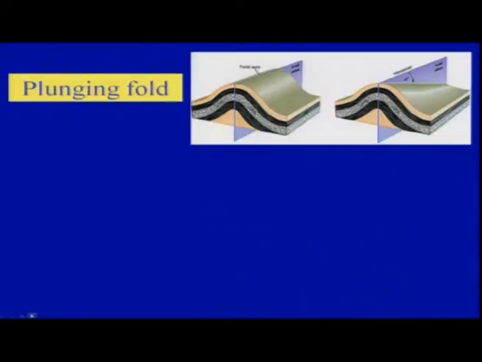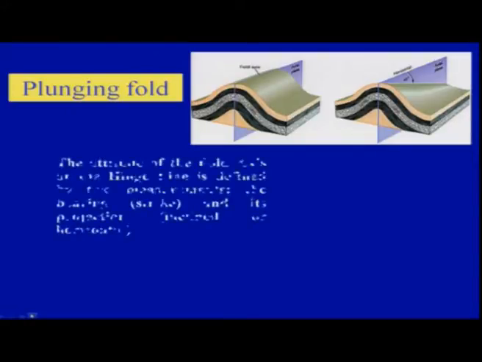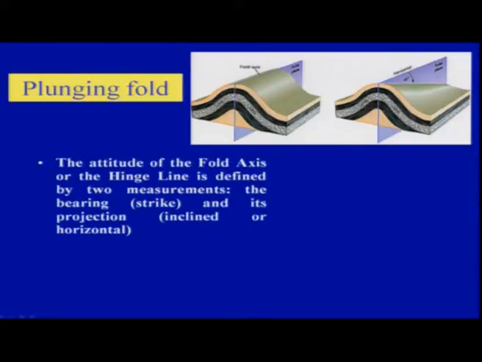Okay, welcome back. So, last lecture we were talking about the plunging fold. Now, the importance here is that of the fold axis. Okay, if the fold axis is inclined, then we will call this a plunging fold, and if the fold axis is horizontal, we will say non-plunging fold.